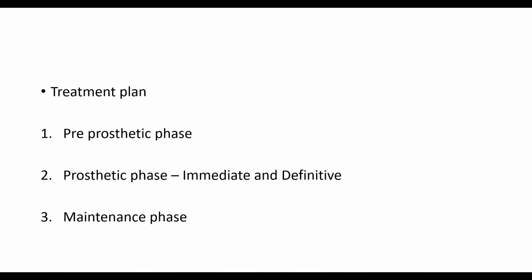Now, this treatment plan can be divided into three phases: pre-prosthetic, prosthetic, and maintenance. In the pre-prosthetic phase, we can go ahead with the pre-surgical crown lengthening procedures. And in the prosthetic phase, we plan an immediate and a definitive. In the immediate, we can give a verticalization splint to the patient for the time being. Once the patient is habituated to the particular raised vertical dimension, we can give the patient a definitive prosthesis at the same vertical dimension. The maintenance phase is very essential in full mouth rehabilitation cases for a good prognosis of the prosthesis.